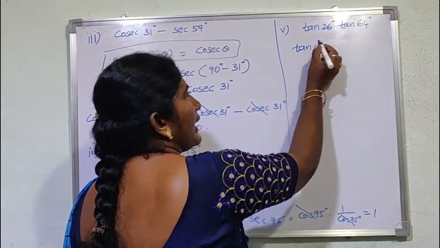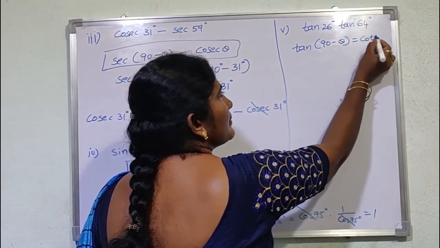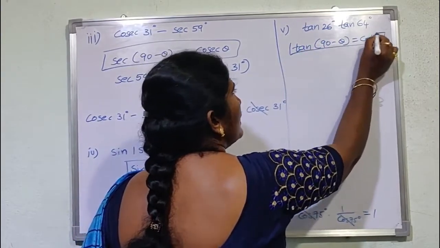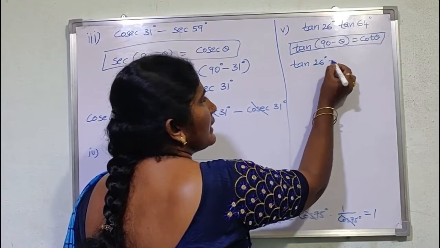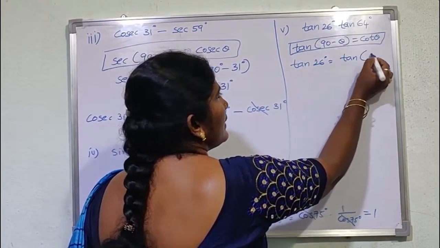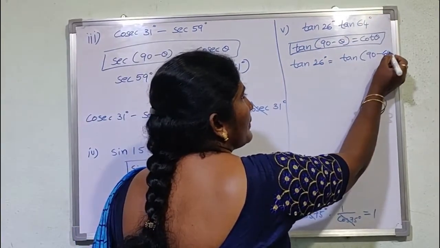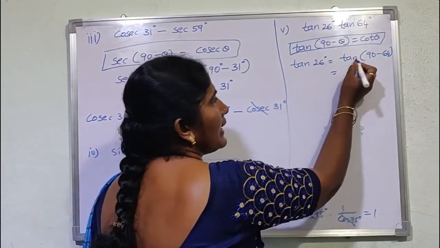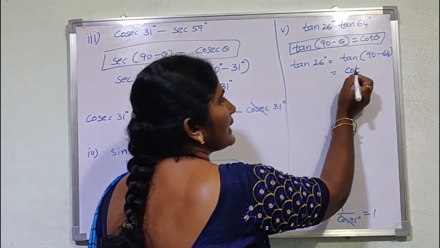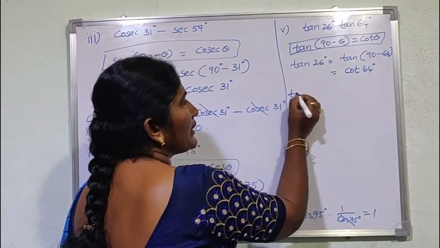Again here, tan 90 minus theta is equal to cot theta. This is the formula. First I am changing tan 26 degrees is equal to tan 90 minus 64. 90 minus 64 is 26. Tan 90 minus theta is cot theta. Cot theta value is 64 degrees. Now substitute in given question.